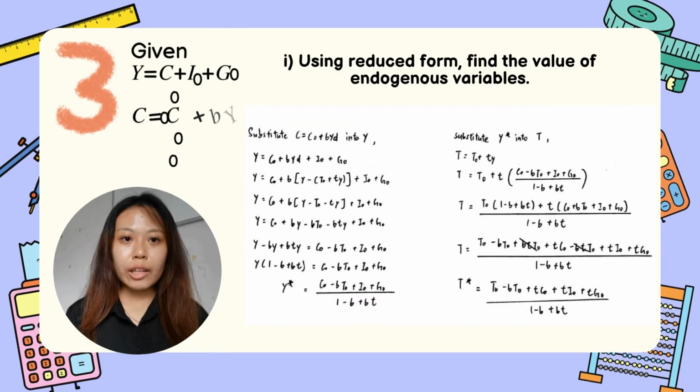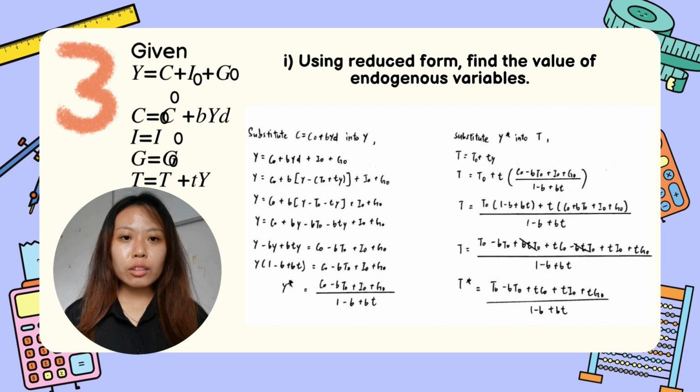For question 3, given that y equal to c plus I null plus g null, c equal to c null plus byd, I equal to I null, g equal to g null, and t equal to t null plus ty. Using reduced form, find the value of the endogenous variables. The endogenous variables for this equation are y, c, and t.